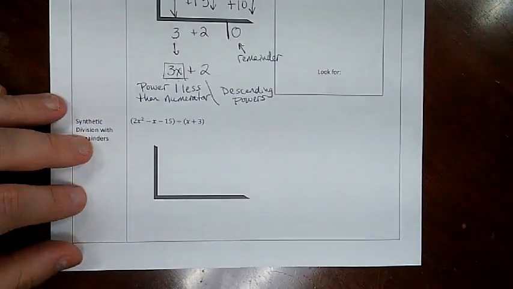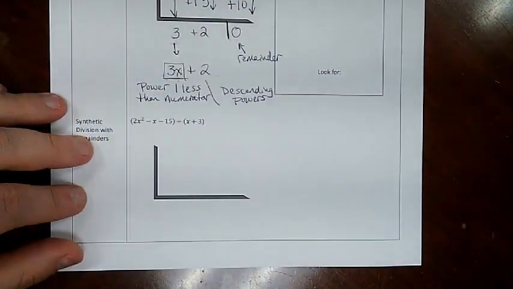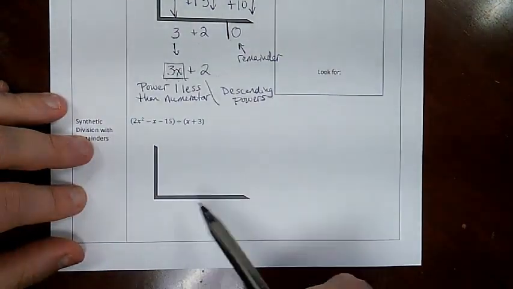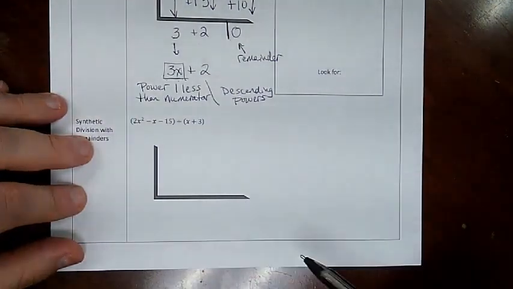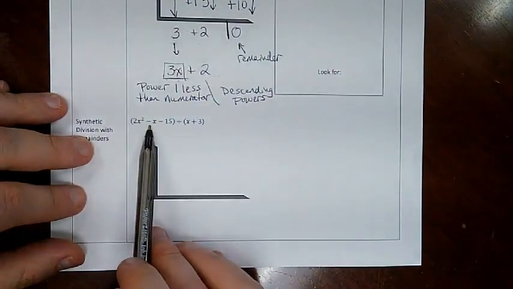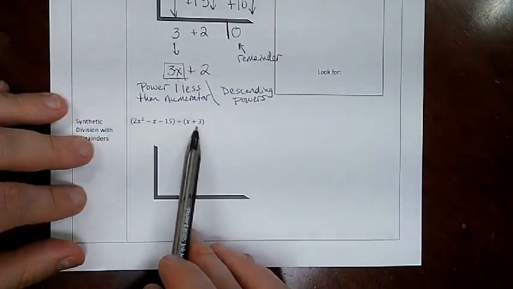Just like with polynomial long division, using synthetic division, we sometimes get remainders. So I'm going to set up this problem. We'll go through the process and we'll talk about how to deal with any remainder that shows up. Here we have 2x squared minus x minus 15 divided by x plus 3.